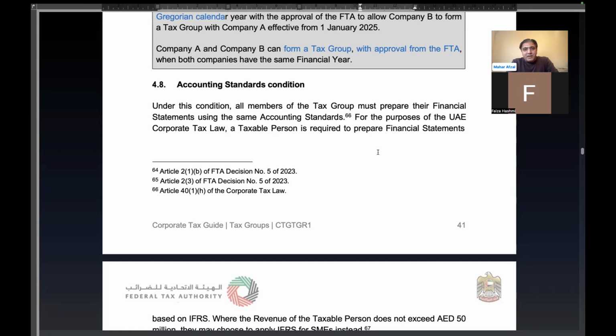Whatever the method they are applying, they must be applying it uniformly across the group. Everybody would be following the same. If one company is applying full-fledged IFRS, all other companies will be applying full-fledged IFRS. If one company is applying IFRS for SMEs, all other companies must be applying IFRS for SMEs. If one company is applying cash basis, all other companies must be following the cash basis of accounting. So this is the condition.